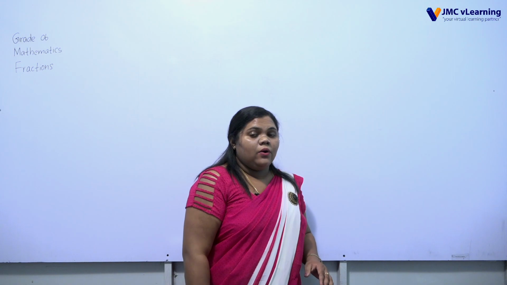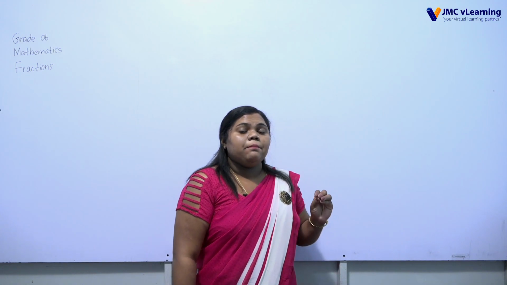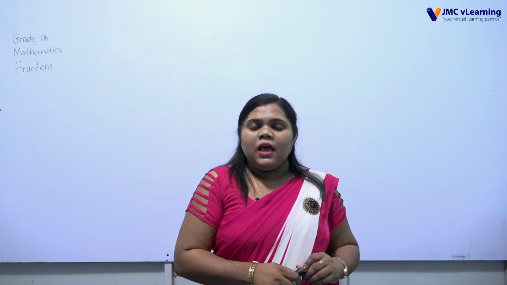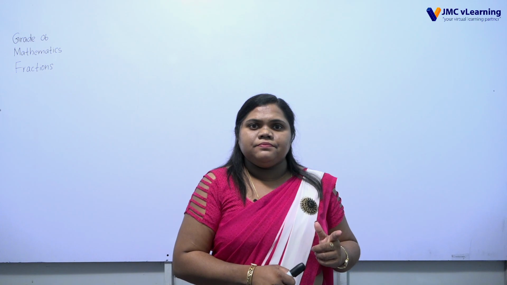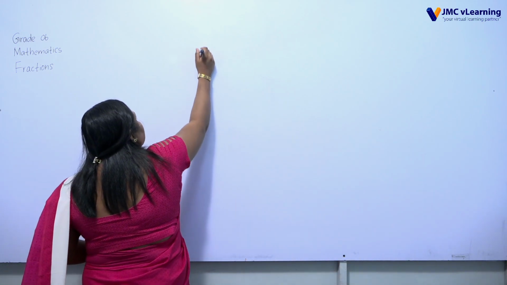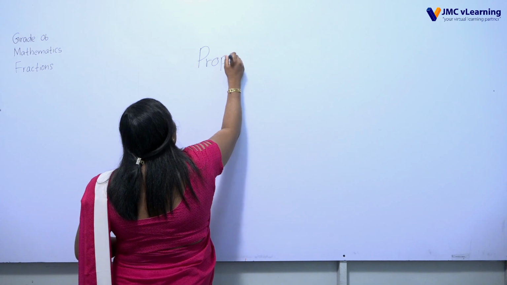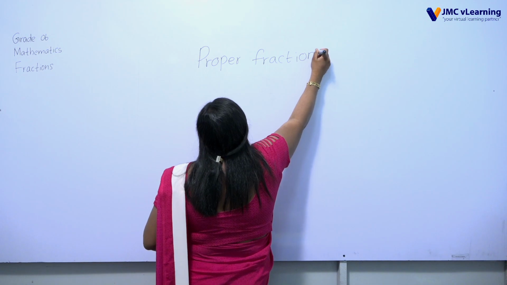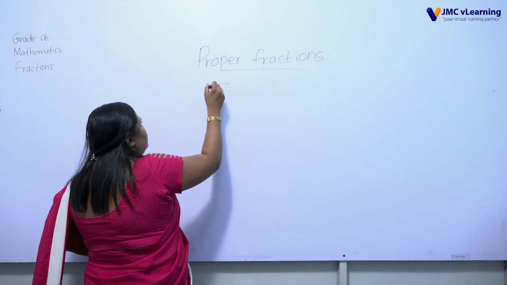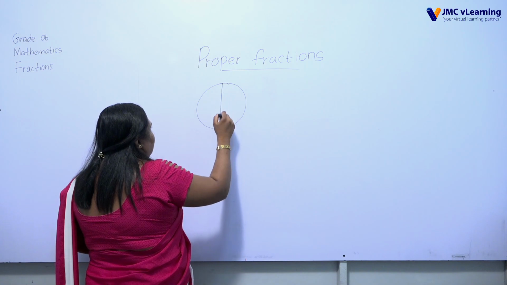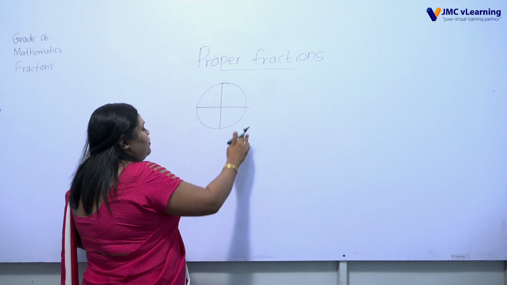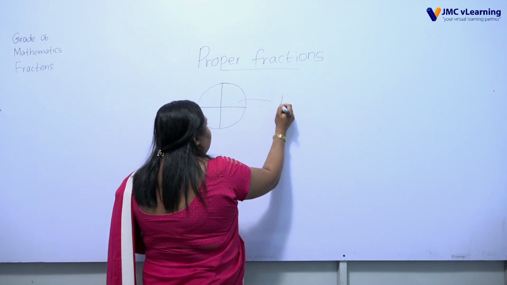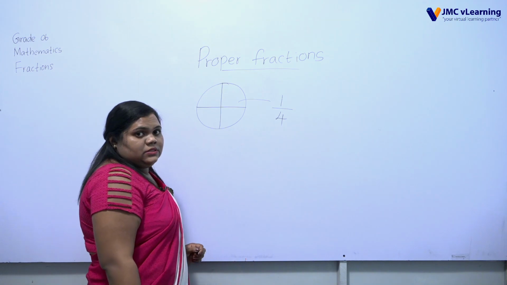Okay, children. Now we are going to learn about proper fractions. What do you know about proper fractions? Have you heard that word earlier? Okay. Now I am drawing a cake again and I am dividing it into 4 equal parts. And if I take one part, I can write that one as 1/4.